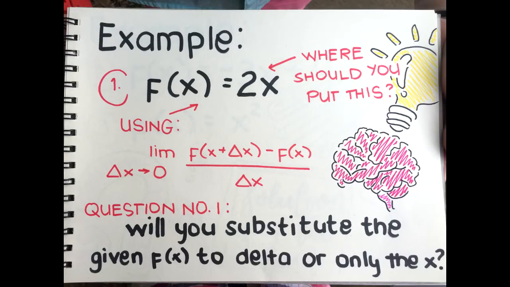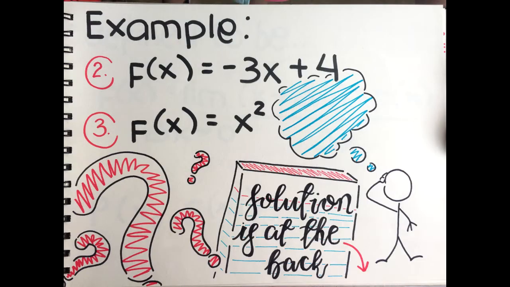So for example number 1, we have f of x equal to 2x. Should we substitute it directly using the form, the limit of f of x plus delta x minus f of x all over delta x as delta x approaches 0? Or will you substitute the given f of x only to the x? Now for examples 2 and 3, we have f of x equal to negative 3x plus 4 and f of x equal to x squared.